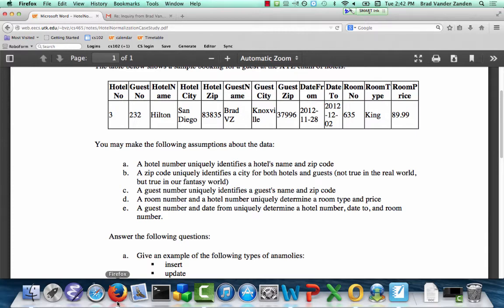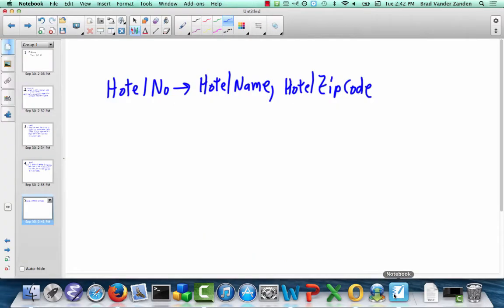And it said for both hotels and guests. So this is a case where if you're on top of things, you realize that you really don't need to say hotel zip code. A zip code is a zip code, regardless of whether it's for a guest or for a hotel. You don't really need two separate attributes. Well, actually, in the universal relation you do in order to uniquely identify it. So we will keep that for the time being.